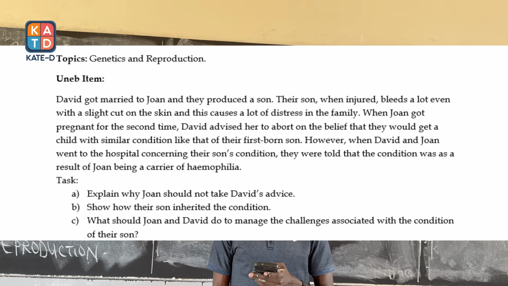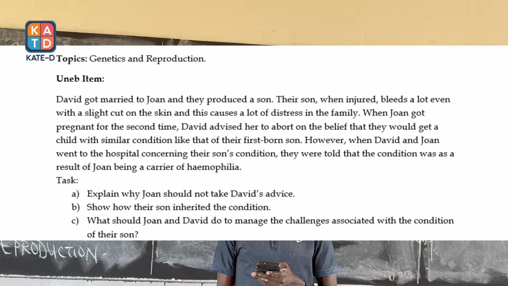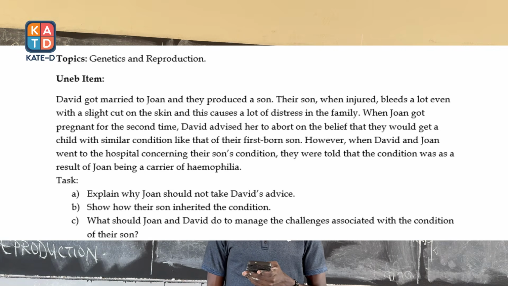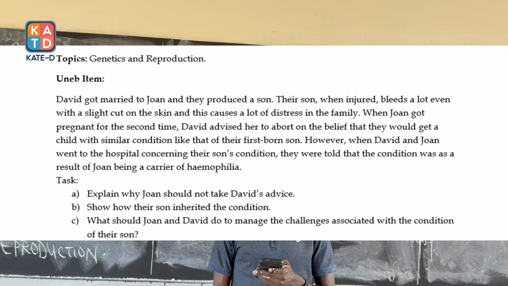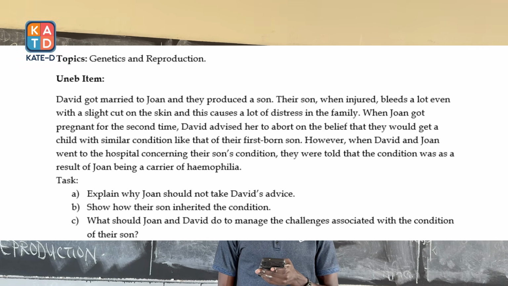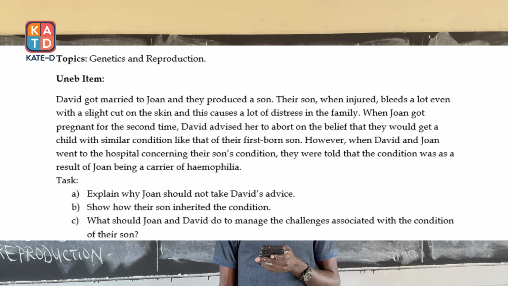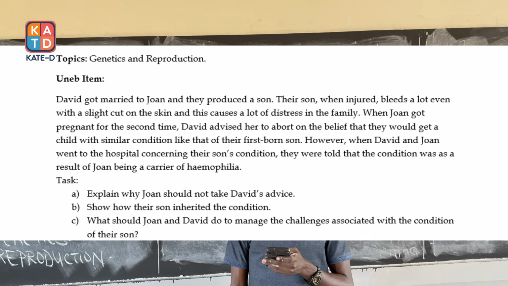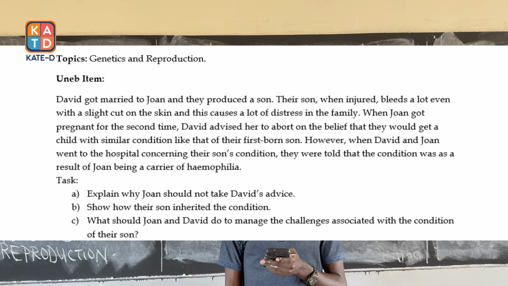However, when David and Joan went to the hospital concerning their son's condition, they were told that the condition was as a result of Joan being a carrier of hemophilia. And now hemophilia is a genetic disorder. The task: explain why Joan should not take David's advice. Part B: show how their son inherited the condition. And then part C says, what should Joan and David do to manage the challenges associated with the condition of their son?